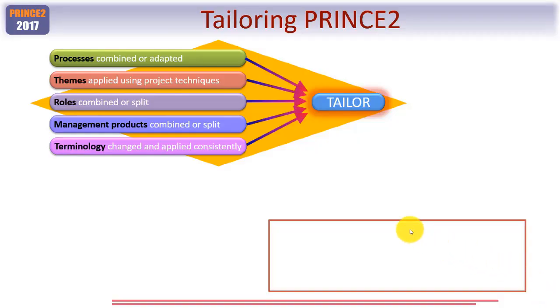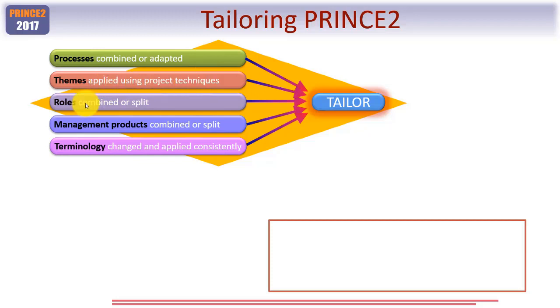First off, I've created a very useful schematic here which gives you the 5 key areas where tailoring will need to be applied. First of all, you have the processes themselves, which can be combined or adapted in some way. Then you have the themes. These can be tailored, if you will, by applying them using specific project techniques.